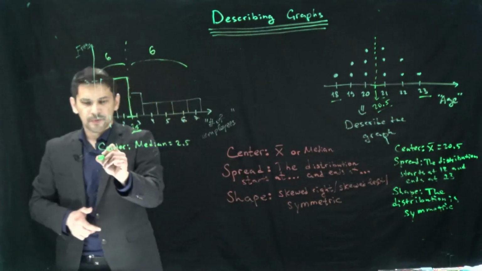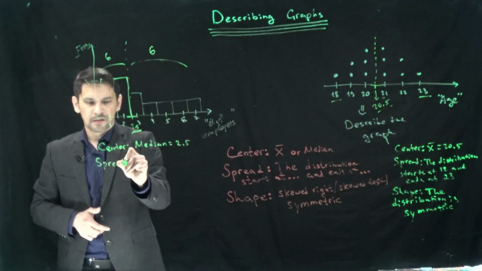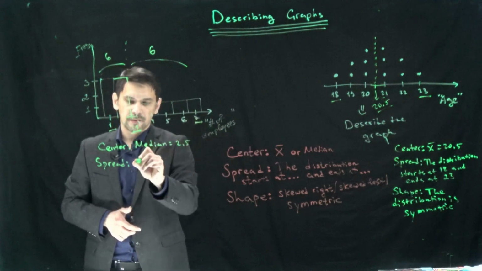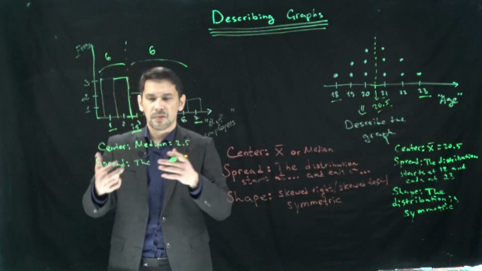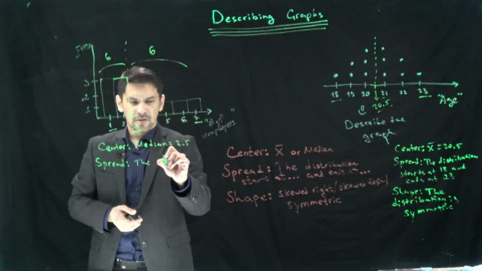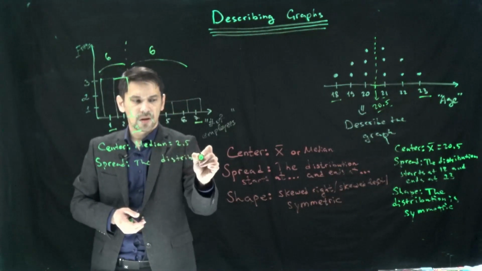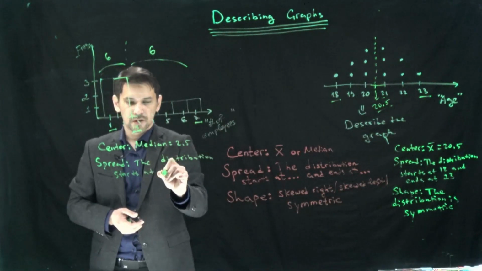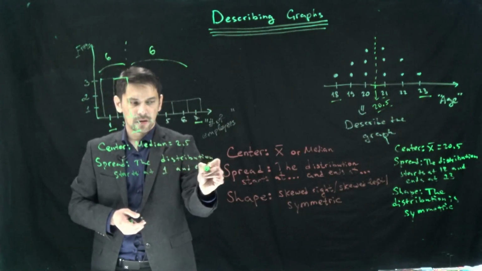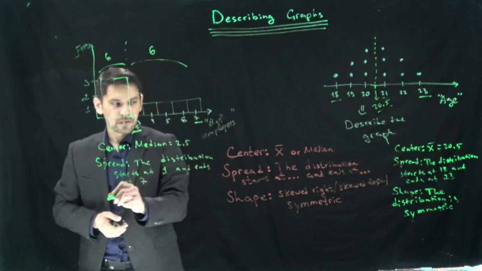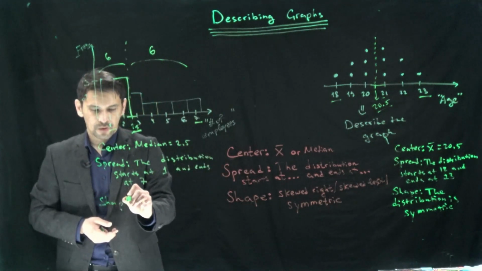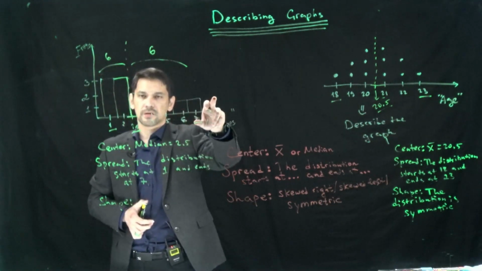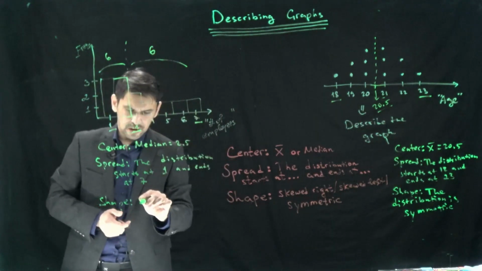Now let's describe the spread. Here we just have to state that the distribution starts at 1 and ends at 7. So we're just showing the minimum and the maximum value. So I'm going to say that here, the distribution starts at 1 and ends at 7. Now what can we say about the shape? Well, I can clearly see here that the shape is skewed right. We're just going to say skewed right here.